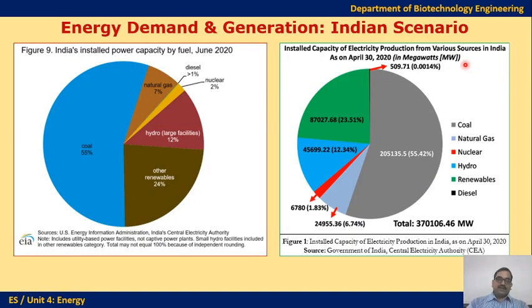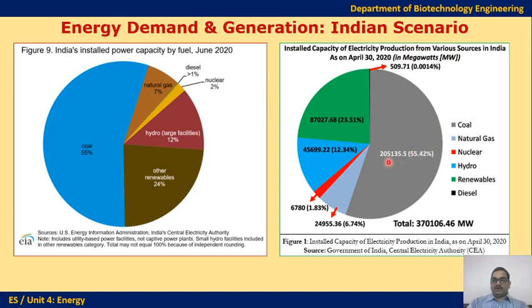Now let's look into the Indian scenario. In India, we are largely dependent upon coal, which is 55% of our entire capacity. Then come the renewables, which are 24%, and we have hydropower and natural gas as sources. Now when you go to the capacity, that's the production from various sources, right? So we have coal, which is coming to 55%.